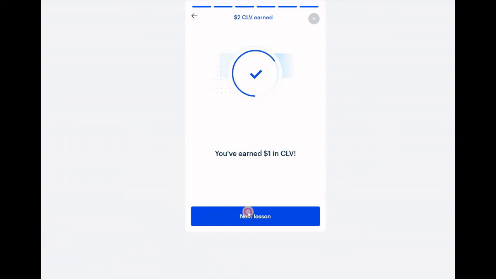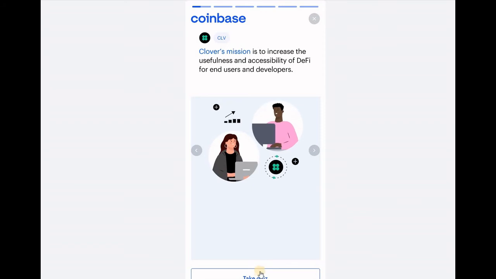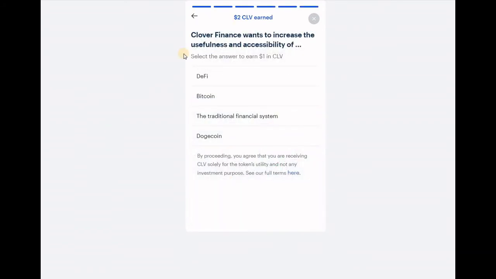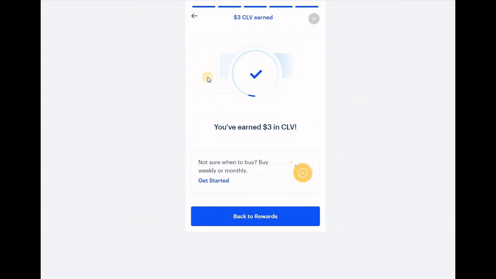And let's go to the next lesson. Let's go straight to the last question. So the last question is, Clover Finance wants to increase the usefulness and accessibility of, and the answer to that is DeFi. And there you go, you've earned $3 in CLV coins.